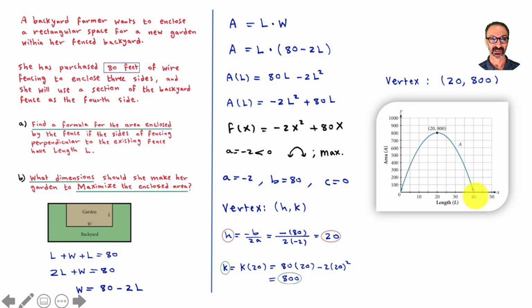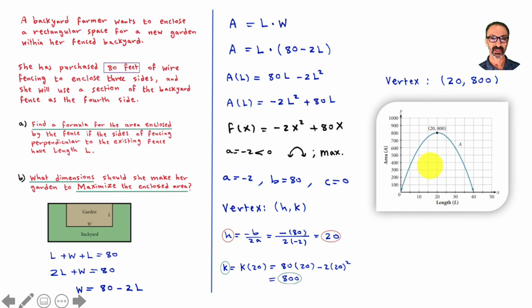Take a look. It's symmetric. If you go 20 here, of course you have to go 20 here. That's already 40 taken out of 80. So you have 40 here. So it's going to be 20, 40, and 20. And if you do the math, 20 times 40, that's going to be 800.